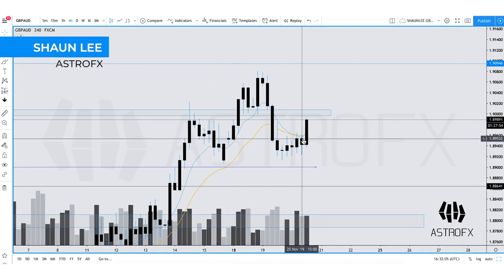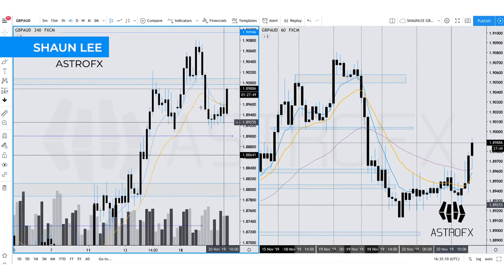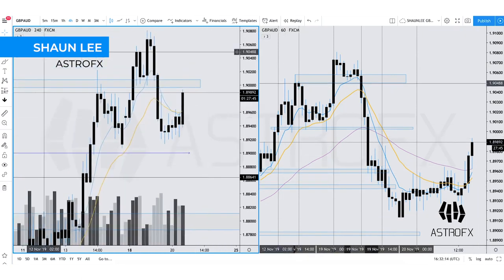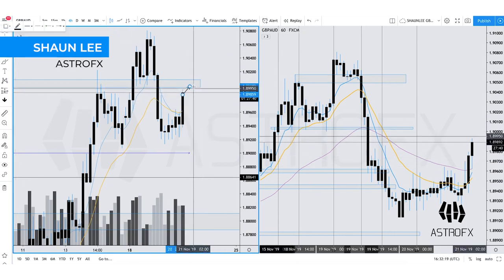So GBP AUD, as you can see, we burst through the 4-hour liquidity region, and 1.9 is looking like a decent target area for the current market to tap into and then rebound from.